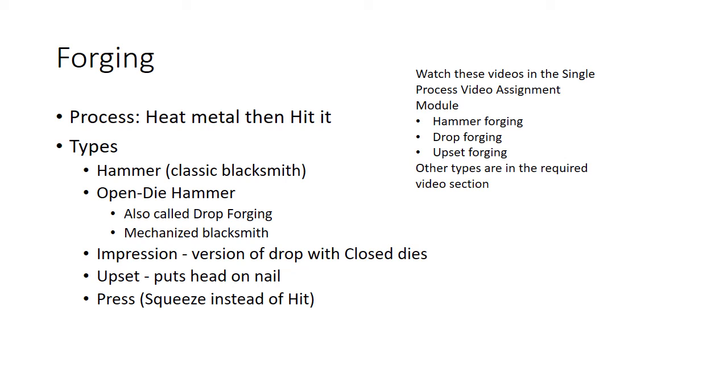You also have open die or drop forging, like was made with that wrench. There's a video on that. And these could use what are called auto hammers, as opposed to having a blacksmith actually swing the hammer, but it does effectively the same thing that the blacksmith single hammer would do.